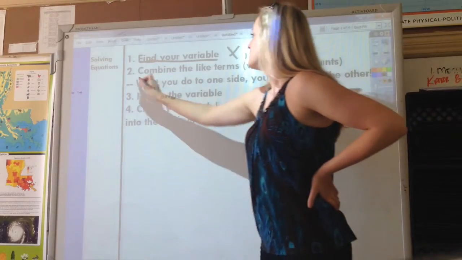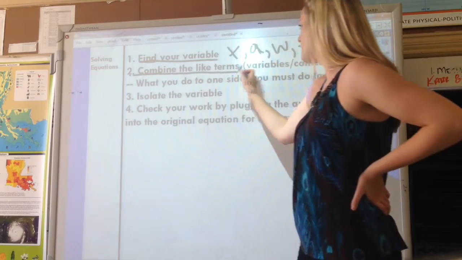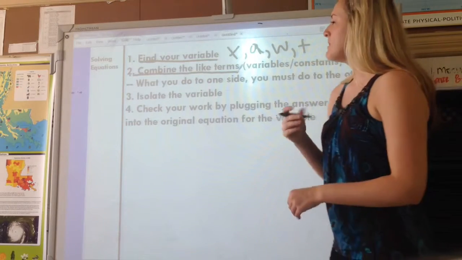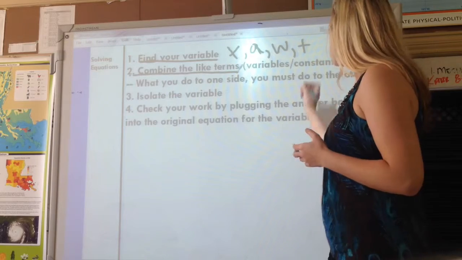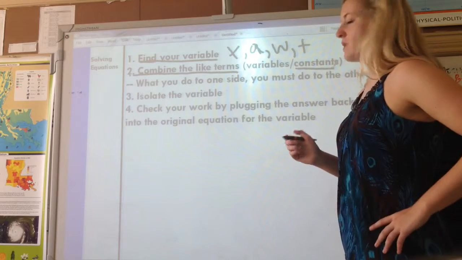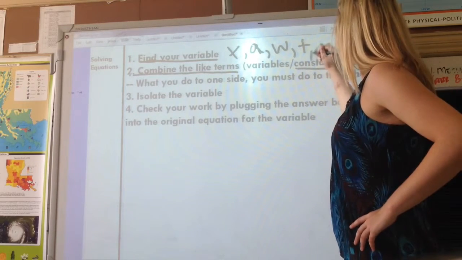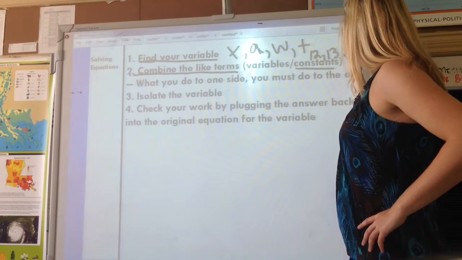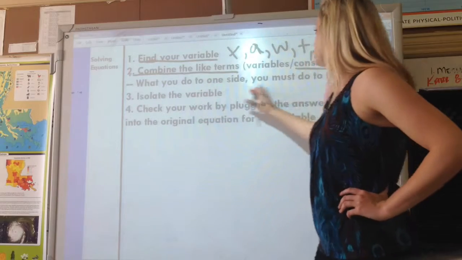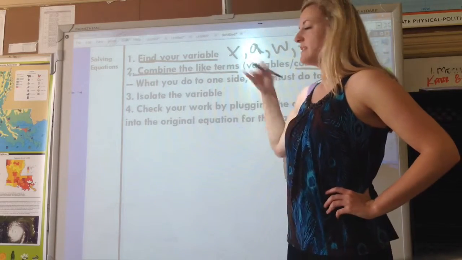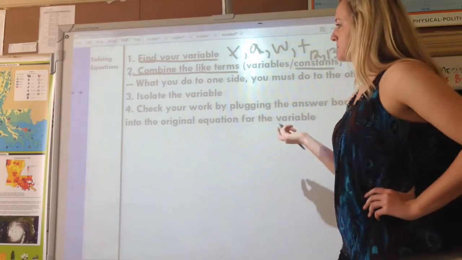My second step is to combine like terms. Definitely write that one down on your notes page. When I mean combine like terms, I mean combine all the variables and all the constants. And a constant is normally just a normal number in an equation, like the number 12 or 13, any number that doesn't have a variable. And then whatever you do to one side, you must do to the other. This is going to make more sense when we get to examples.